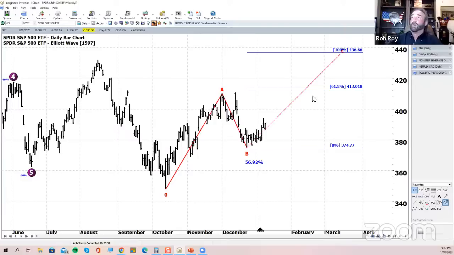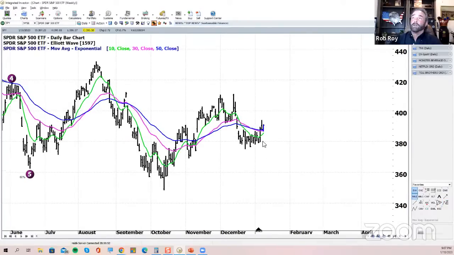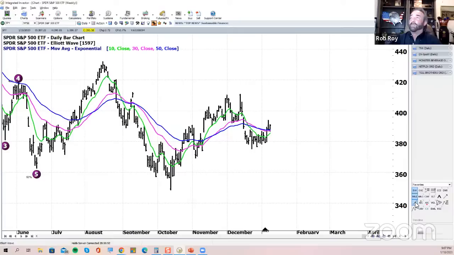As far as taking this zigzag off and just looking from a pure technical standpoint, there's the 10-day moving average. You can see it's trying to break above the 30. That would be interesting. And I talked about this with our insiders last Thursday night. This was really surprising to me, that the market did absolutely nothing over the holidays.